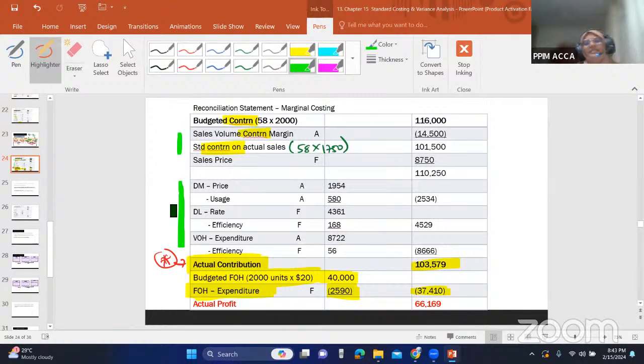Okay, so while you're taking this down, I'll just explain the third. So far we have done three reconciliation statements, right? For absorption costing, we did two: one without closing stock and idle time, the other one with it. For marginal costing, so far we have done one. So there is just one more reconciliation statement for marginal costing, and it's not to do with closing stock or idle time.